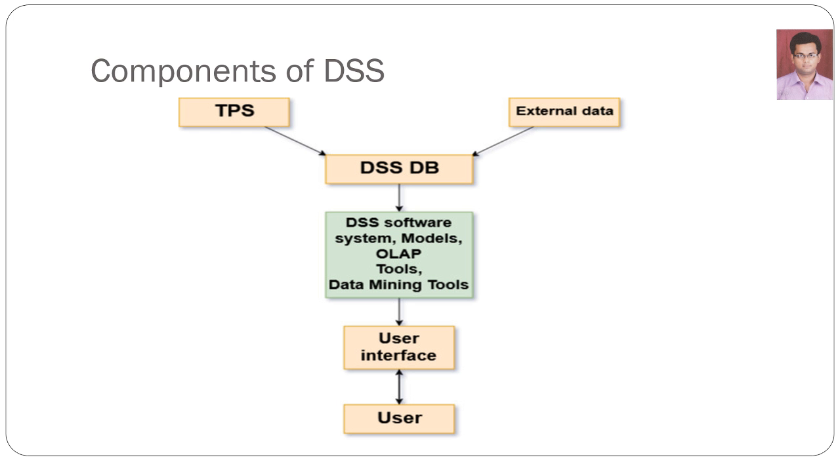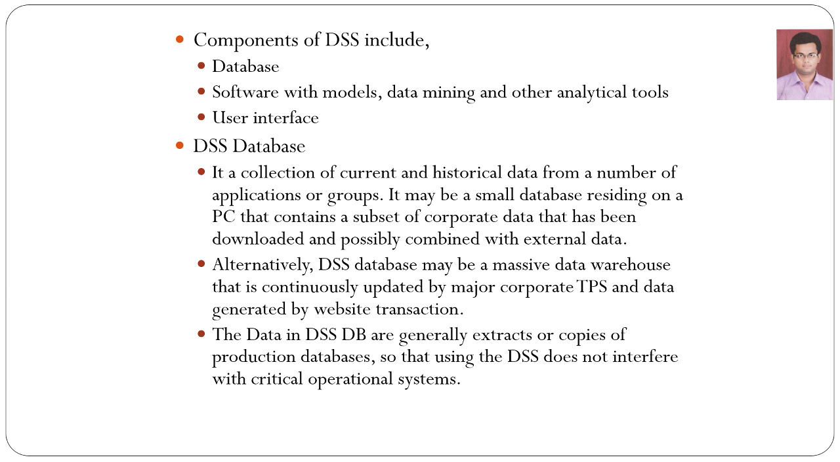Components of a decision support system. Primarily, transaction processing systems and external data have an impact on the decision support system database. Then comes DSS software, then modules, OLAP tools, and data mining tools. Then comes the user interface, and then finally the user is there for the interaction with this particular decision support system. Components of a DSS include the database, software with models, data mining, and other analytical tools, as well as the user interface.